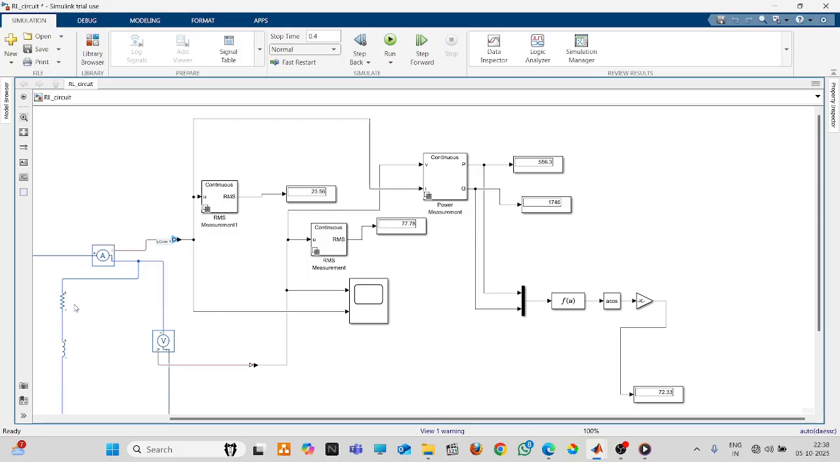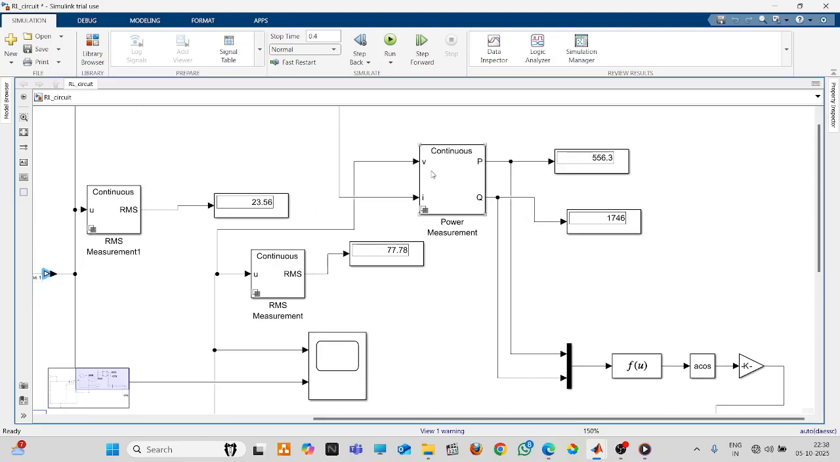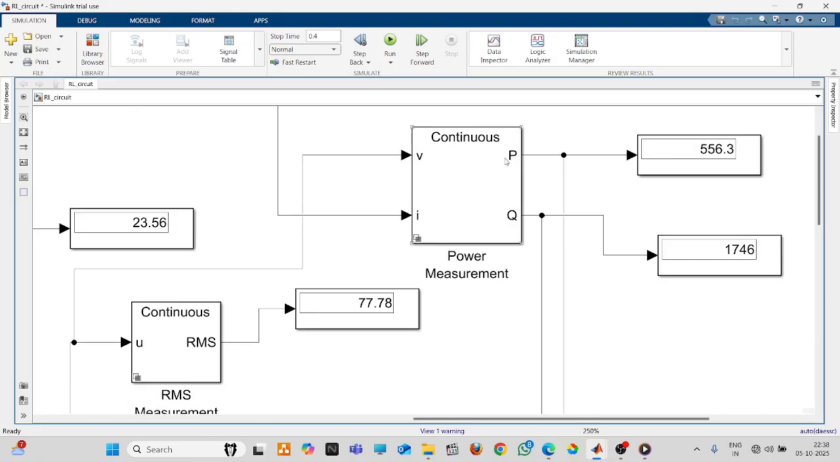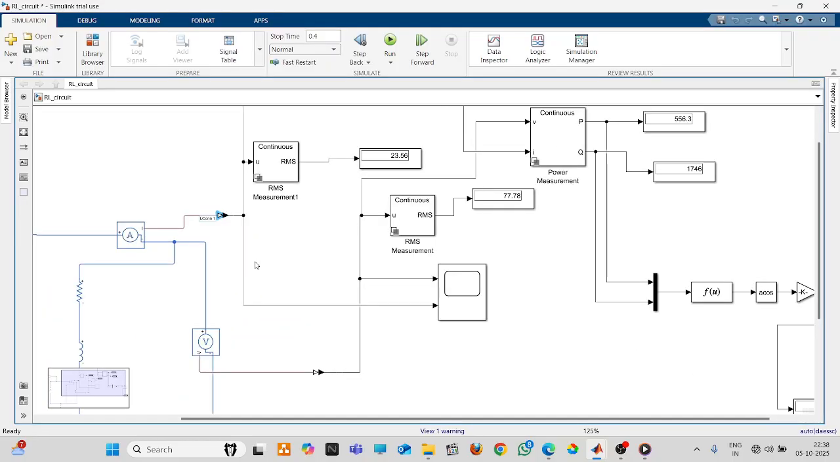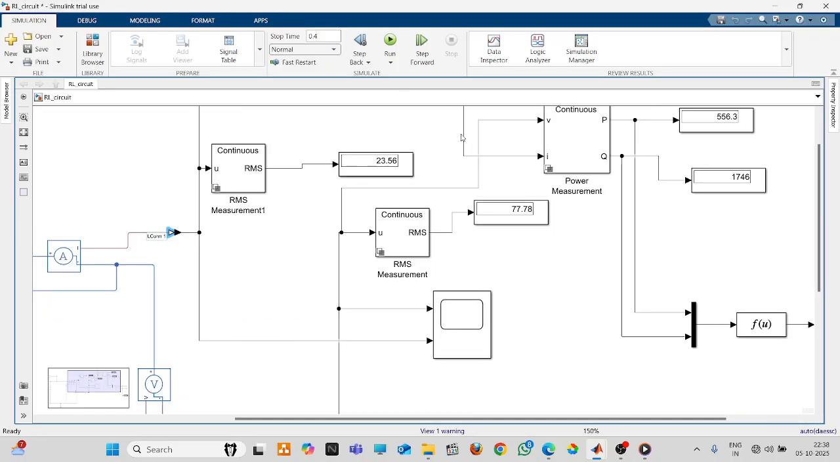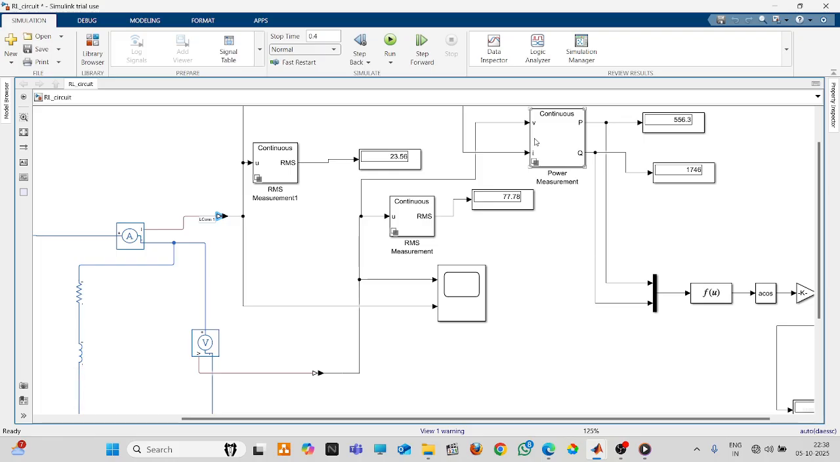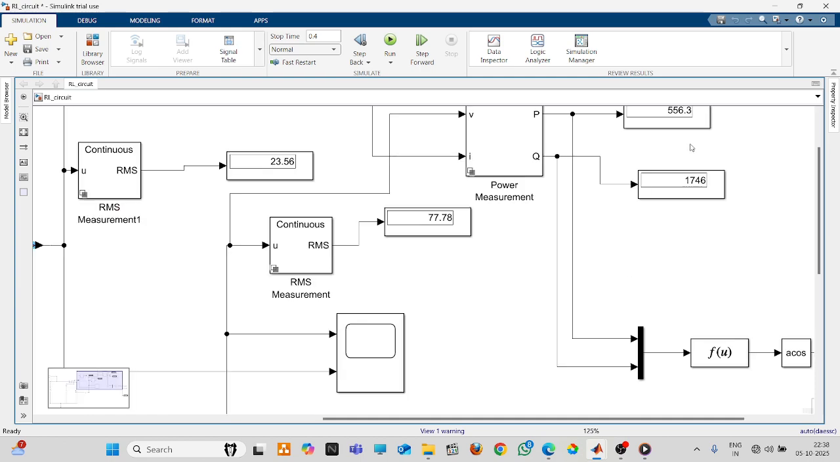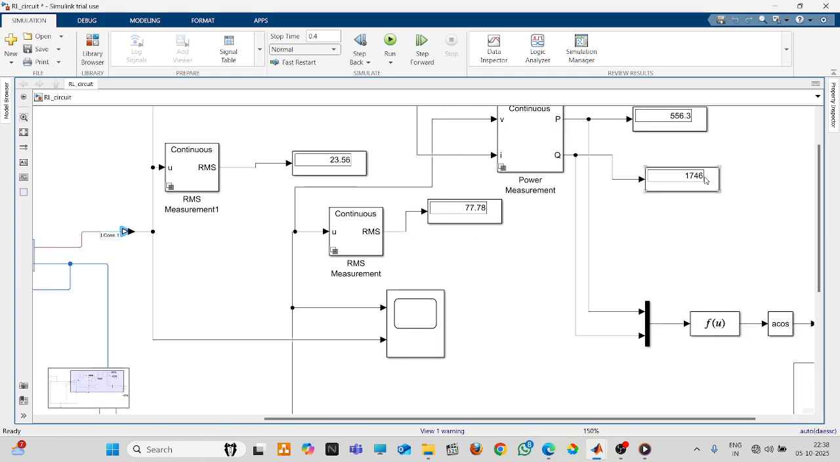Now, the resistor and the inductor will require some reactive power, because two powers flow through a circuit, the active and the reactive power, and their combination is called the apparent power. For the power measurement, you can see that the input side is V and I, and the output side is P and Q. The voltage is taken from the voltage sensor, and the current from the current sensor. That will be given to this power measurement block, which is there in the Simulink library browser. So you will be able to get the value. You can see this is in watt and this is in VAR, that is volt ampere reactive.